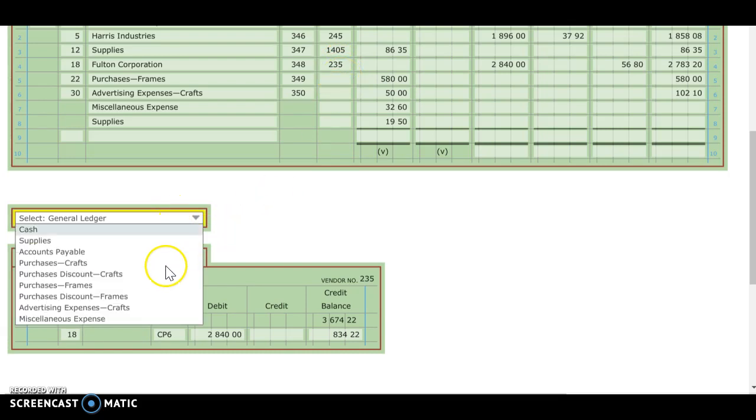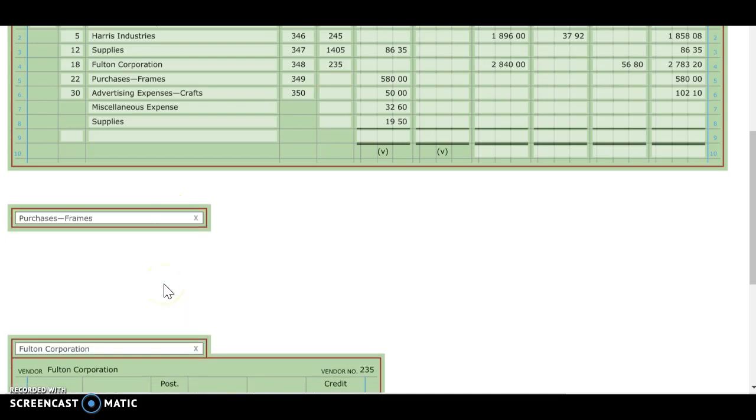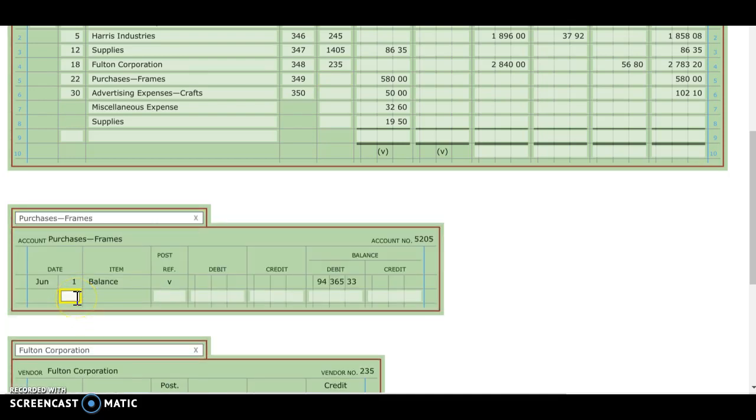Okay, purchases frames. The date is the 22nd. CP6. We have a debit of $580. We need to find our new balance. Our new balance is $94,945.33. Account number 5205 goes back up.